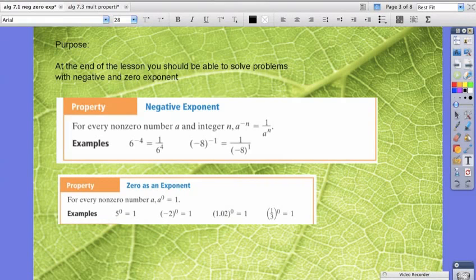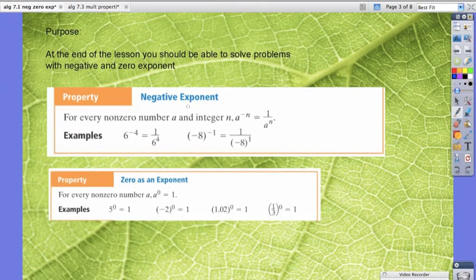Now, the purpose of this is that at the end of this lesson, you should be able to solve problems with negative and zero exponents. So let's go over the properties and then we'll go over some examples. Now, for negative exponents, it says for every non-zero number a and integer n, a to the negative nth power equals 1 divided by a to the n.